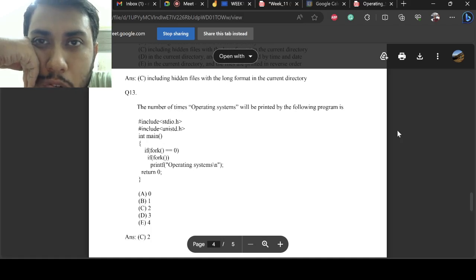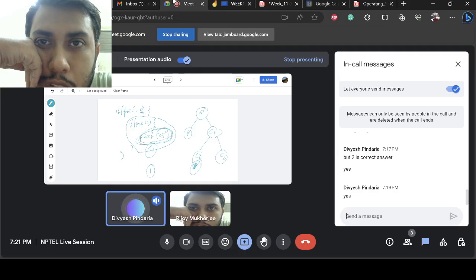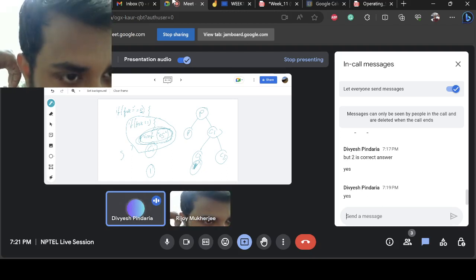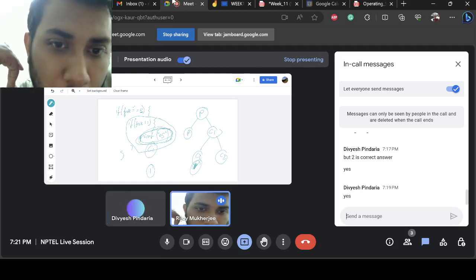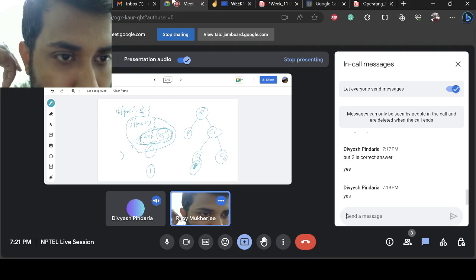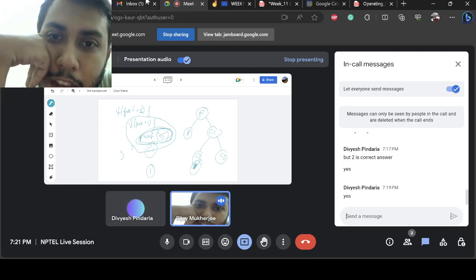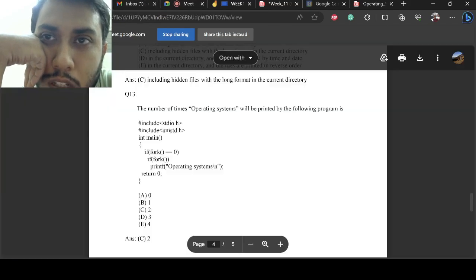Have you run the code? Yes, I have also run it in online compilers, so I am also getting the same answer. You are getting one only, right? Yes, that's what I am also thinking. It should be one only.